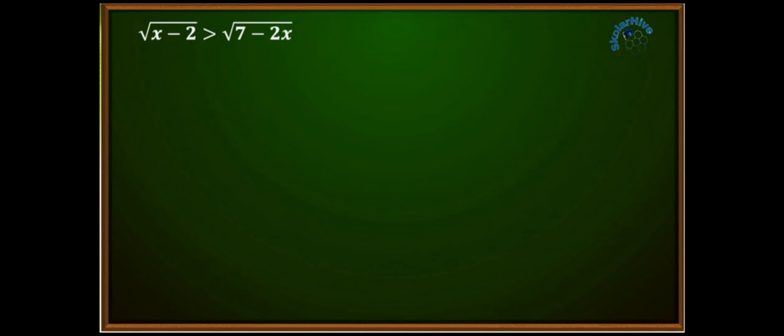Now let's see, we are given an expression, which is square root of (x minus 2), which is bigger than square root of (7 minus 2x). By seeing this example, what is the first point that comes to your mind to solve this kind of inequality?